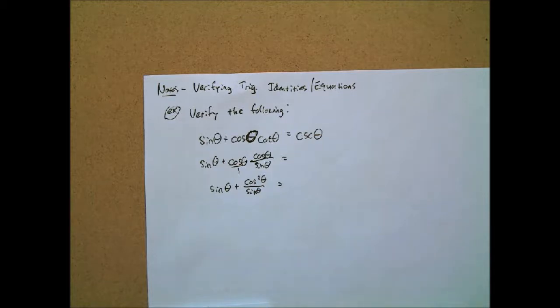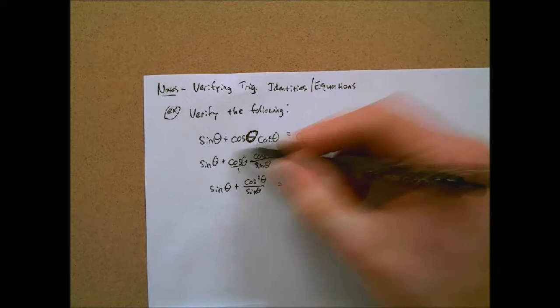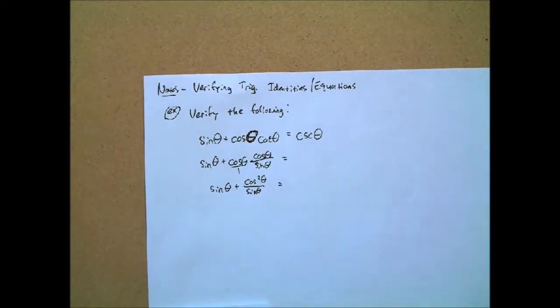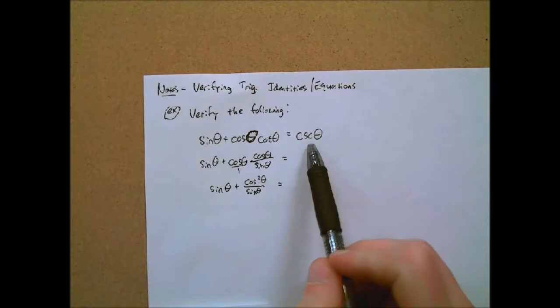We could break it back up into what we had right here. So I can make it cosine over sine and then cosine over 1. It would go right back to here, though. It's kind of not what we want to do here. So let's keep in mind what our ultimate goal is. Our ultimate goal is a single term, cosecant theta.